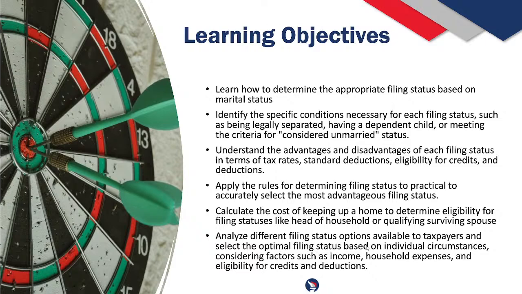Select the optimal filing status based on individual circumstances, considering factors such as income, household expenses, and eligibility for credits and deductions. This is kind of overblown a little bit. I mean, basically, you don't have a lot of choice on your filing status, except when it comes to married filing jointly and married filing separately. But yeah, there are other choices, I guess, but you fall into a category, and we just kind of go from there. If you choose a different category based on the rules, yeah, there are certain circumstances where that might be better or worse. So we'll just kind of go at it from here.